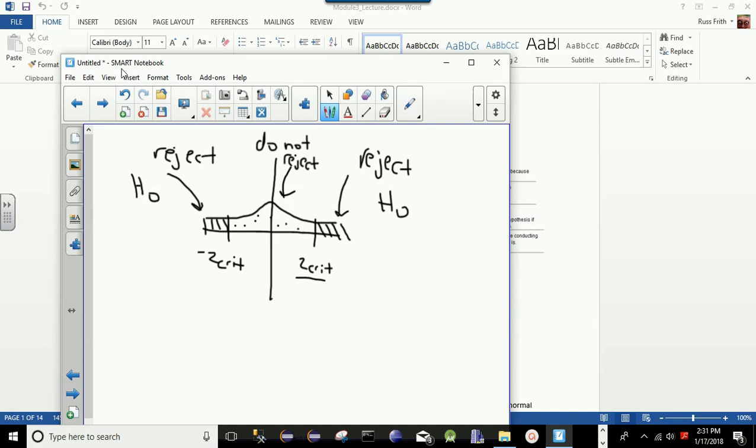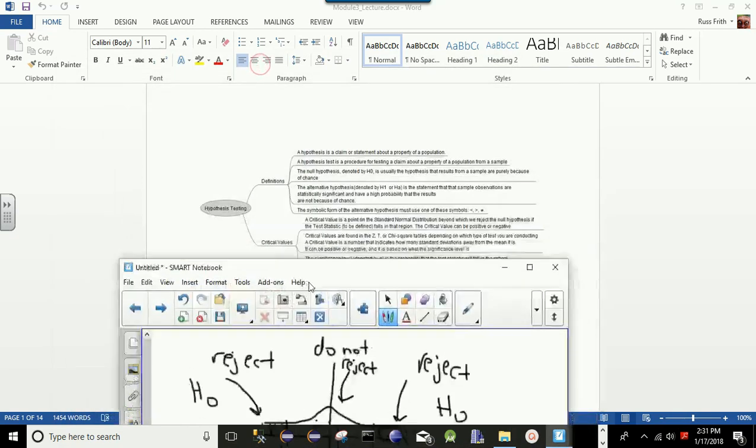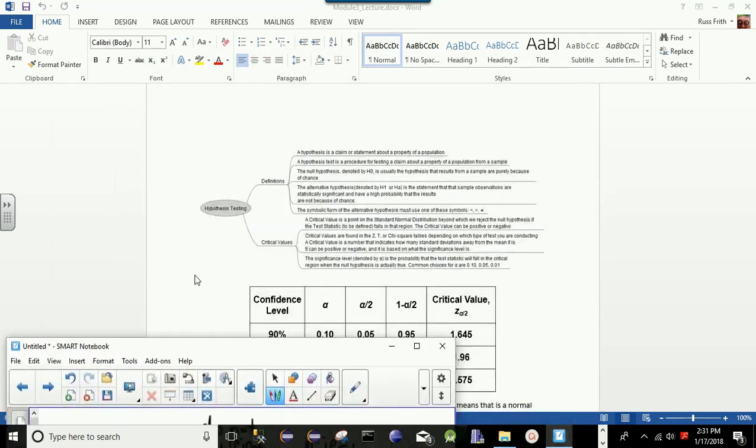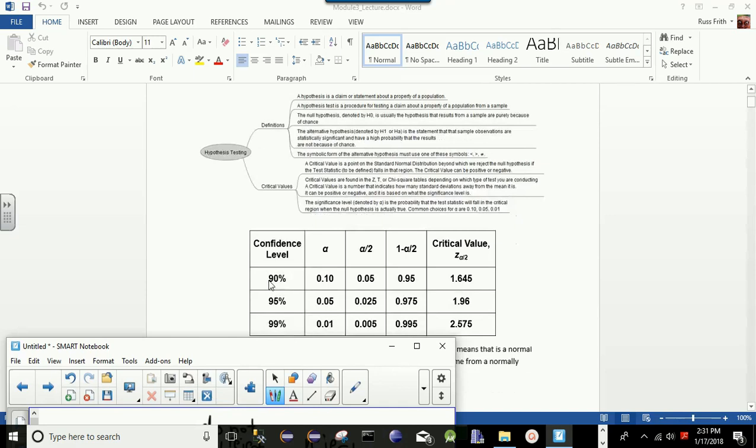So critical values are found in the z, t, or chi-squared tables depending on which type of test you are conducting. A critical value is a number that indicates how many standard deviations away from the mean it is. It can be positive or negative, and it's based on what the significance level is. So critical values are determined from alpha. So remember in Module 2, I would give you a confidence level, and then you convert that confidence percentage into a decimal, and then you would get alpha from that decimal. 1 minus, for instance, 1 minus 0.9 is 0.1, gives you an alpha.